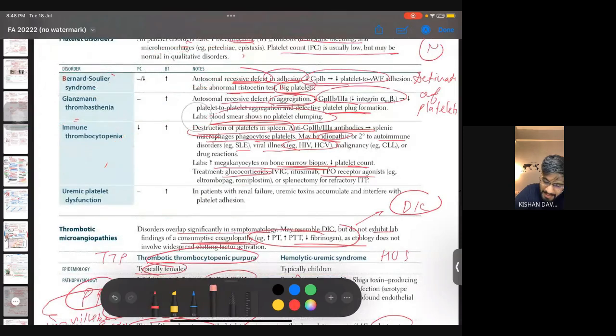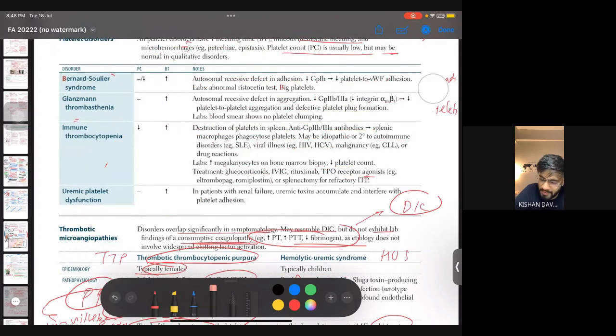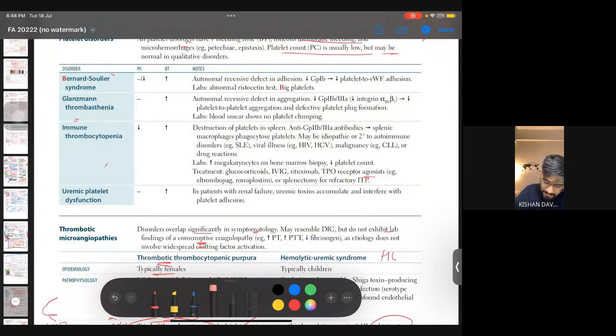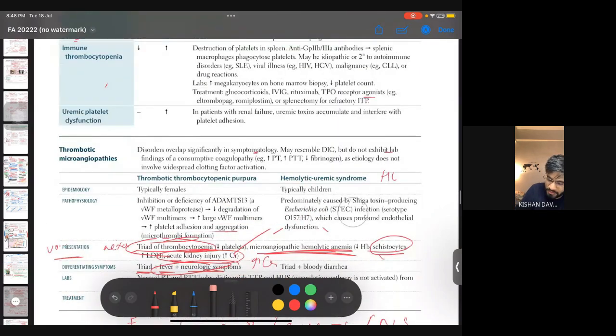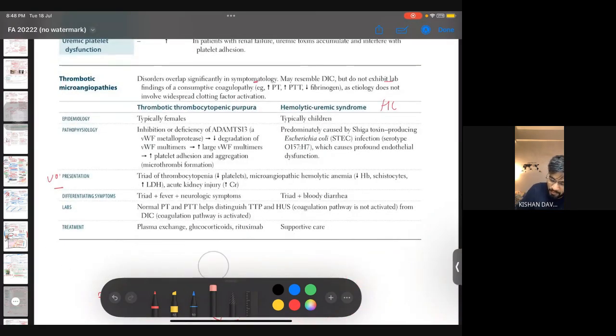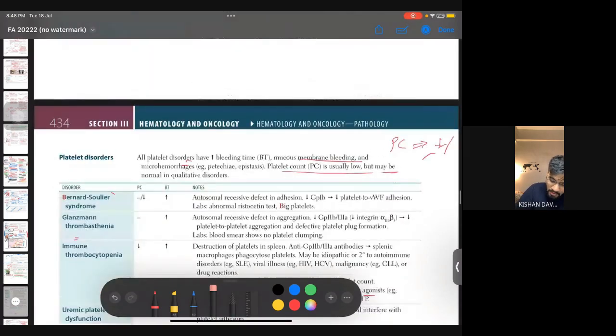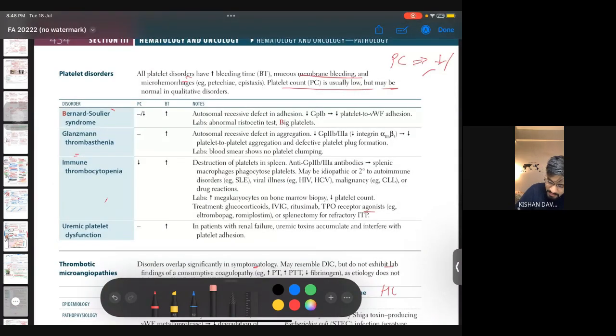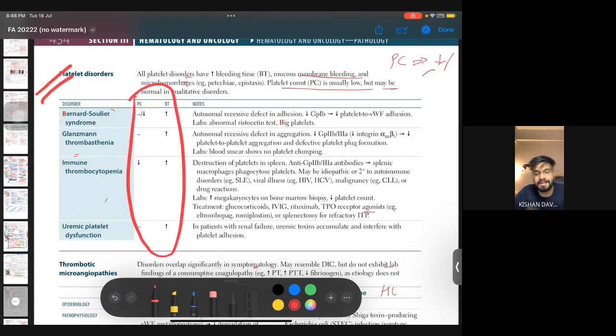Now here are some platelet disorders. Let's just see what do they mean. This page is very important because direct questions have been asked over here. So mark this page as very important for the platelet disorders because here what happened is they will just give you lab values and you will have to pick out which disorder they are talking about. Okay, so you need to keep this in mind.